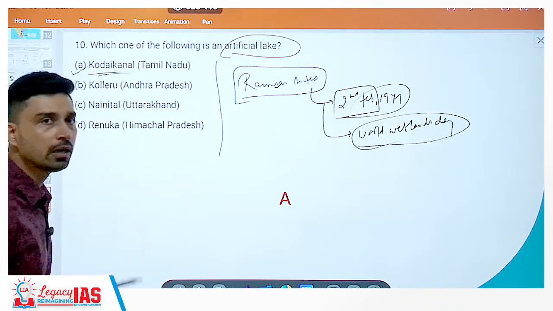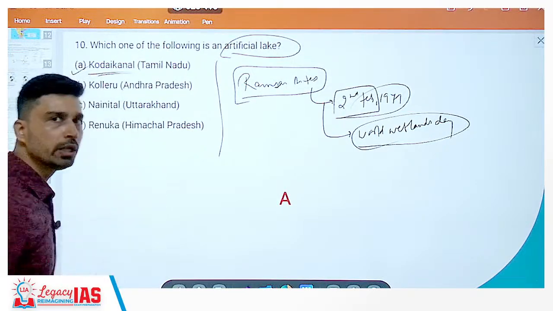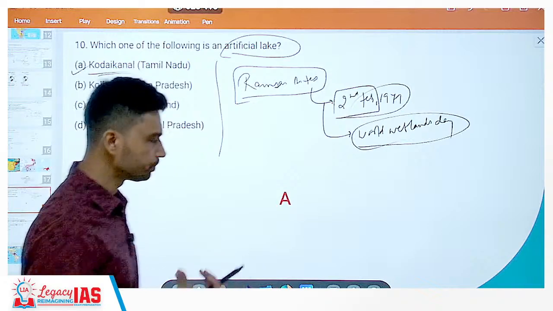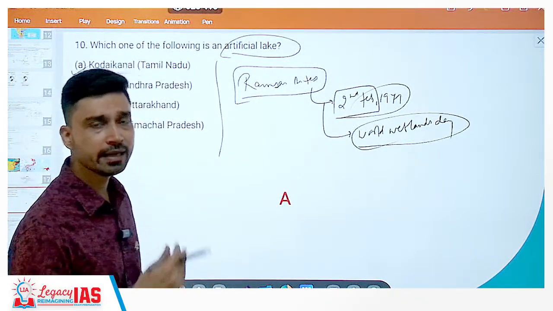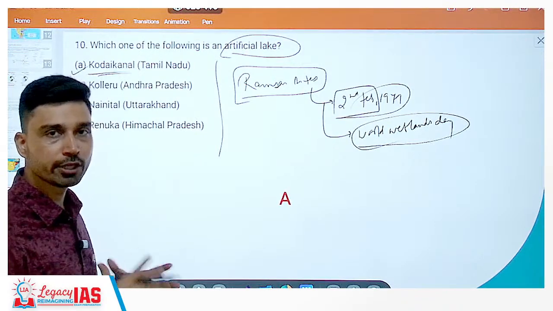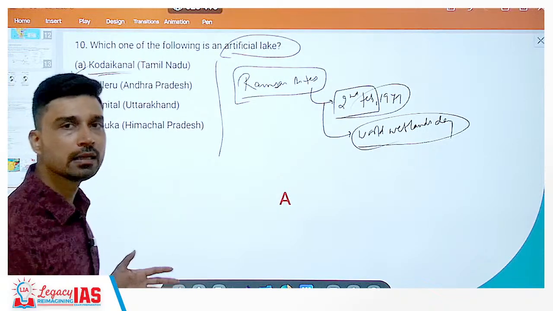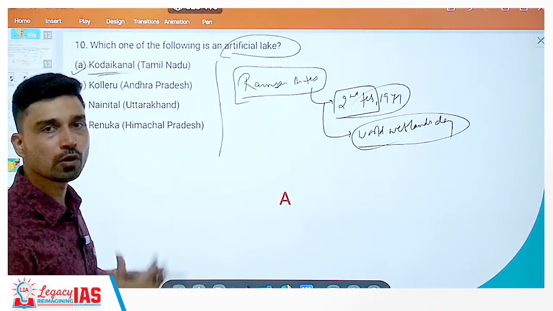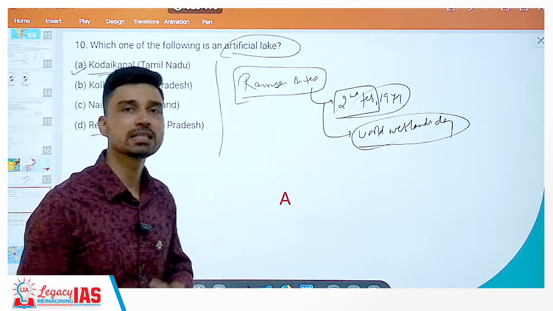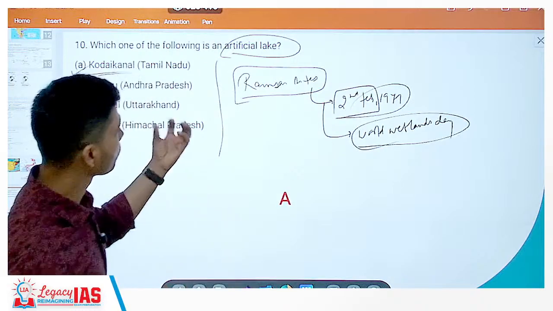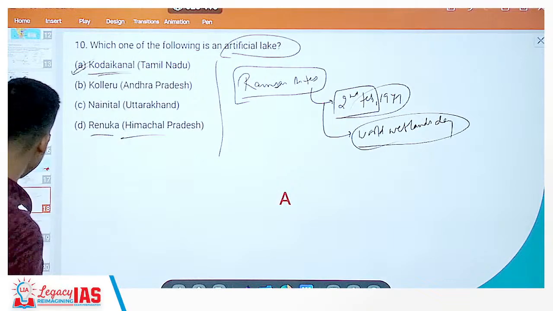Kodaikanal, that is in Tamil Nadu, is actually an artificial lake. All of these lakes: Kolleru was earlier a kind of coastal lagoon, but now it has been converted into an inland lake due to continuous progression of the Krishna and Godavari delta in the state of Andhra Pradesh. Nainital, again, is a lake situated in the valley regions of the Himalayas. Renuka wetland is also a wetland that has been created due to natural factors in the state of Himachal Pradesh. So the answer is A, simple: Kodaikanal.